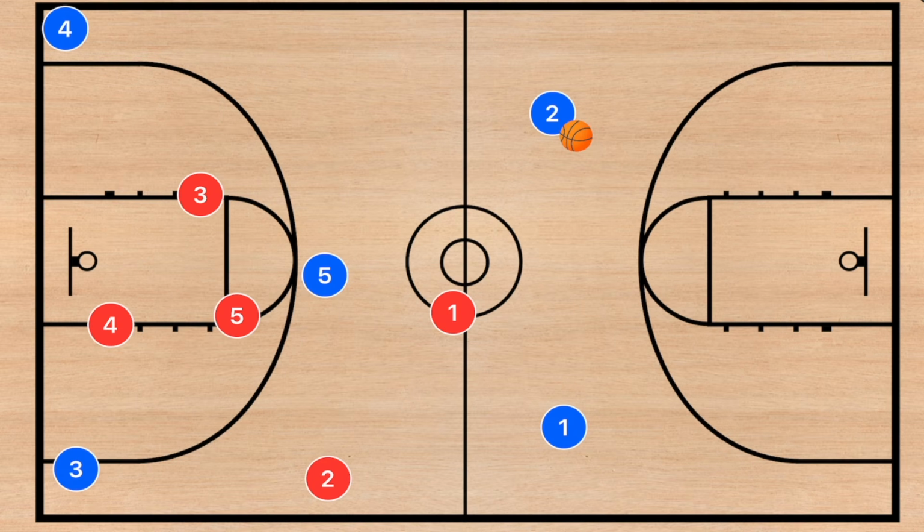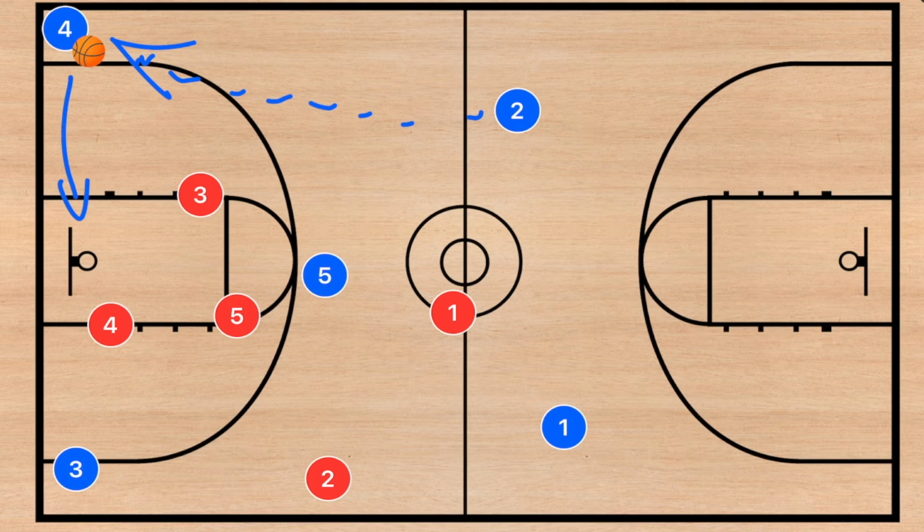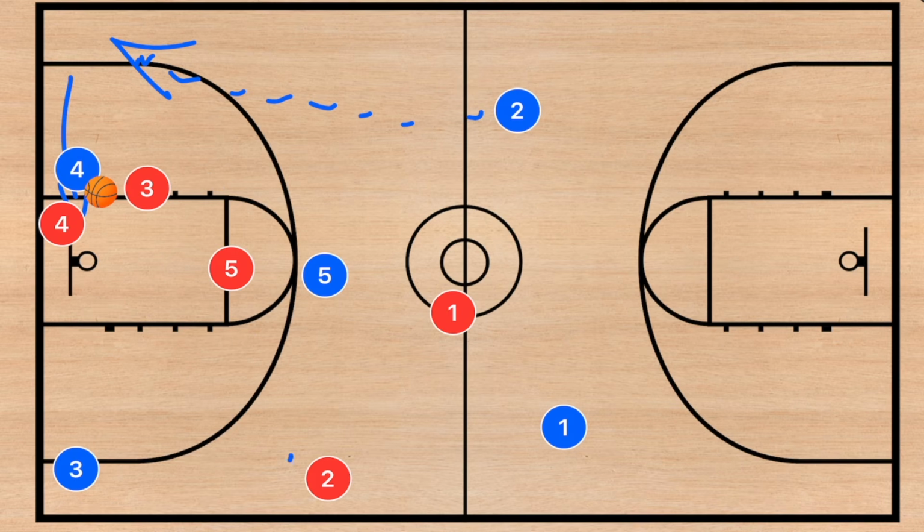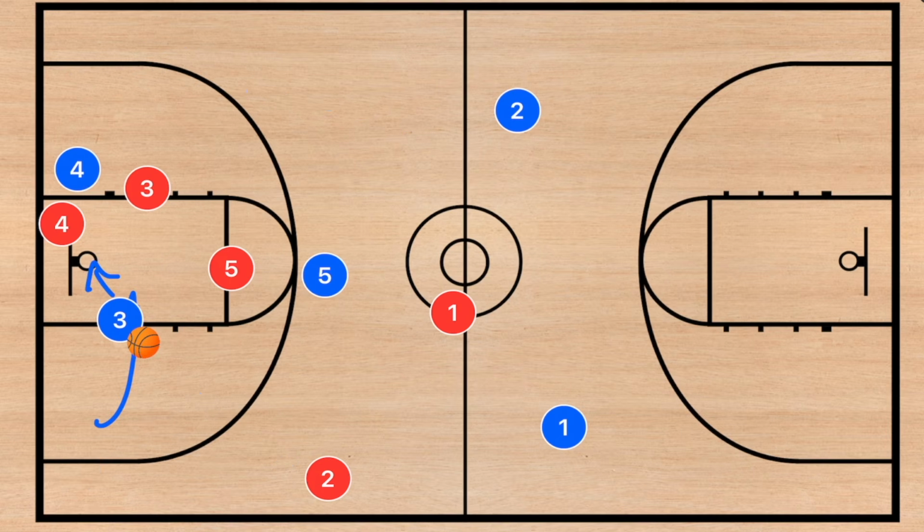Instead, let's say player 2 passes to player 4. Well, when that pass happens, player 4 needs to drive right away, because this is going to shift the defense like this. Player 2 has a long distance to cover on defense. For player 3 to cut, this is going to be an easy layup every single time.